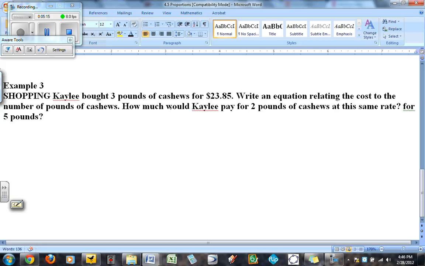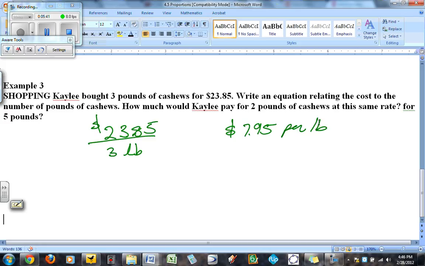Here she's paying $23.85 for 3 pounds of cashews. So what is she paying per pound? Per means divide. So how much money per pound? If we divide $23.85 by 3, we get $7.95 per pound. So if I were to buy 10 pounds of this, I'd pay $79.50. We just multiply the amount of pounds times the money per pound.